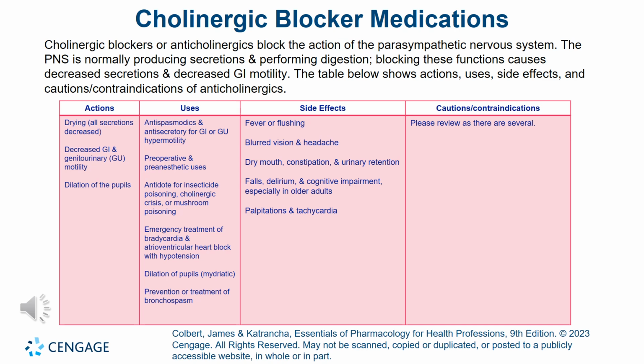They're also used for emergency treatment of bradycardia, slow heart rate, and atrioventricular heart block with hypotension, dilation of pupils or mydriatic, and prevention or treatment of bronchospasm. Side effects: fever or flushing, blurred vision and headache, dry mouth, constipation and urinary retention, falls, delirium and cognitive impairment, especially in older adults, palpitations, and tachycardia. Cautions and contraindications, there are several, so review in your ebook for those.